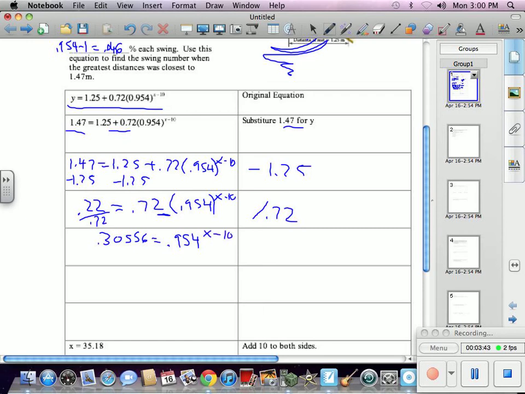Now all of a sudden we've got that x up in that exponent spot. And this looks kind of confusing, so I'm going to switch to log form. So there's my base, so I'm going to say log base 0.954 of, there's my argument, 0.30556 equals x minus 10.